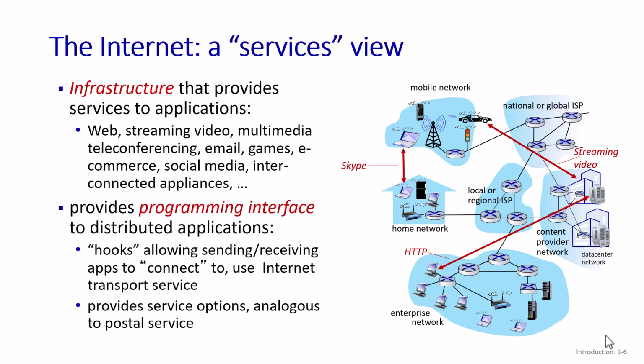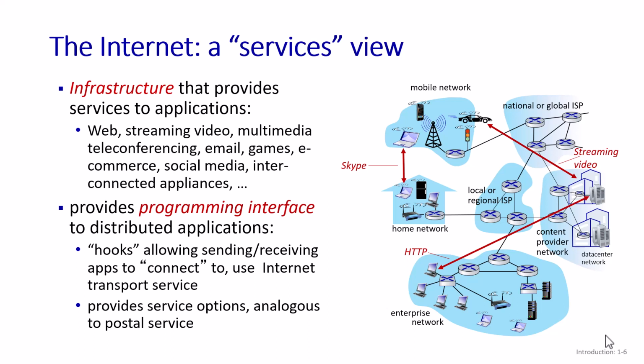Via protocol, the internet provides the programming interface to distribute the applications. These are like hooks, allowing sending and receiving applications to connect to the internet and use the internet transport service. And also, they provide service options. This is analogous to postal service. You may go to the post office and request different services, such as first-class mail, priority mail, regular mail, or medium mail.